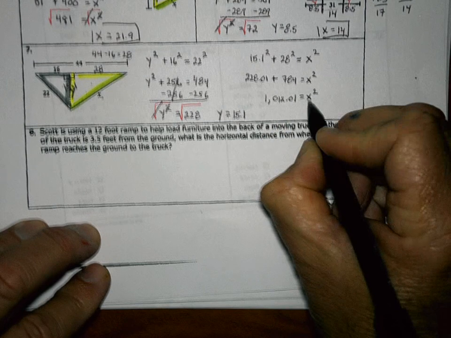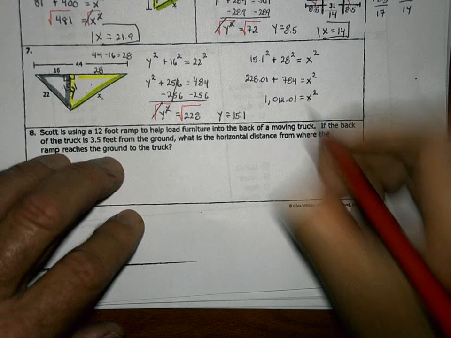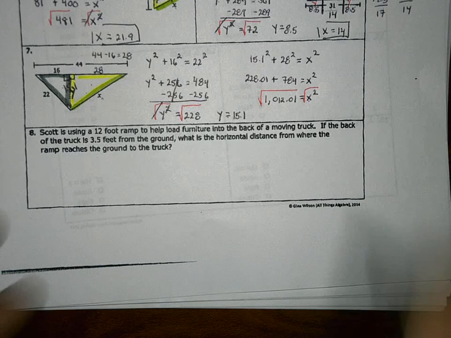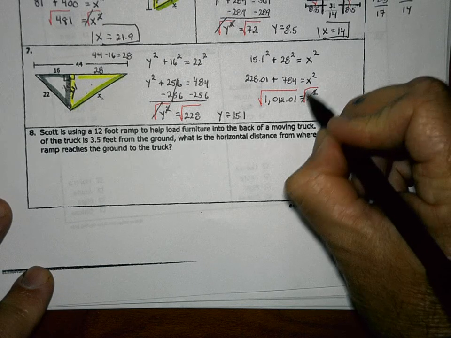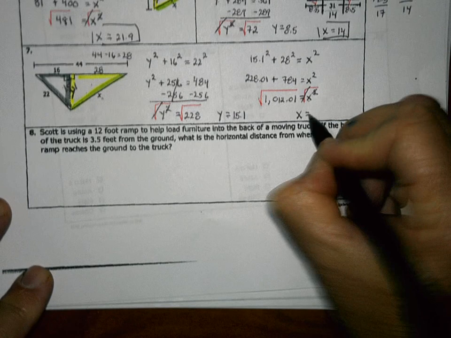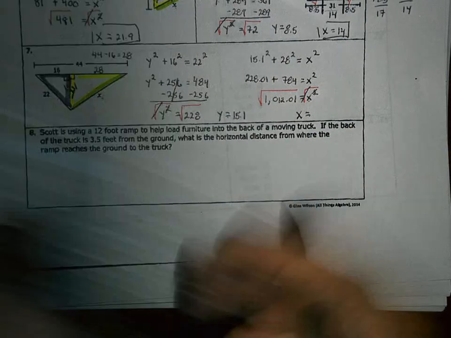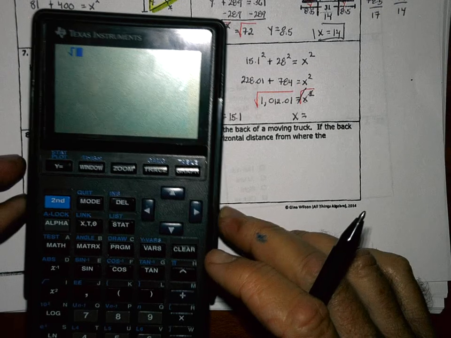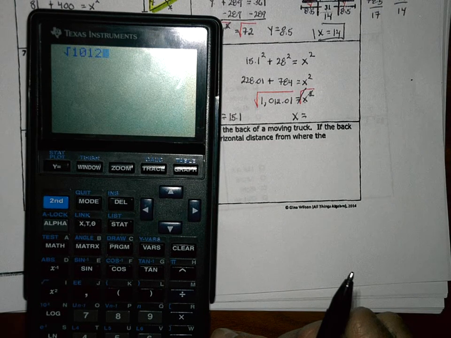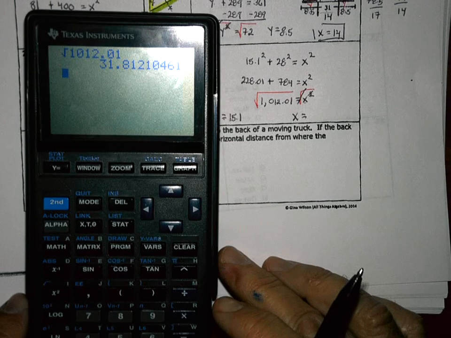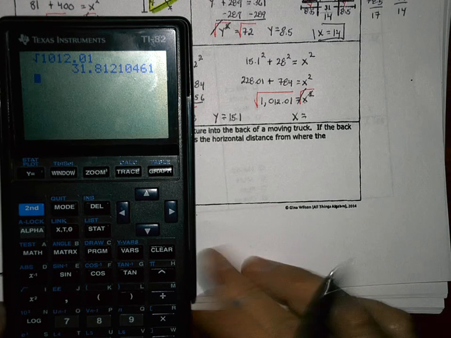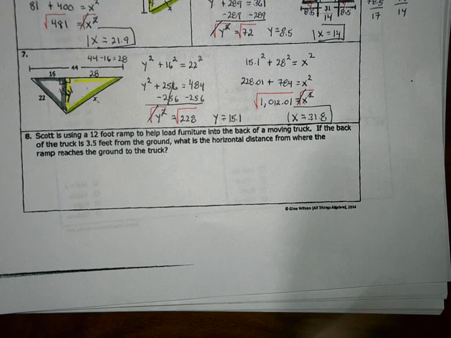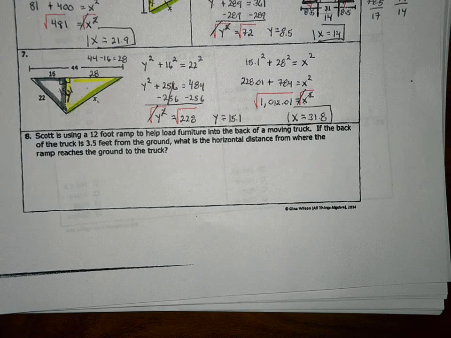And now if x squared is equal to this, to find the value of x, I take the square root of both sides. And remember that square root symbol is called the radical symbol. So that second power cancels out the radical symbol, and I'm going to get x is equal to the square root of 1012.01. I'm going to round my answer to the tenth, so 31.8. So there's my answer to number 7. That was a pretty detailed problem, but I like those. I think 5, 6, and 7 were probably great problems to do.